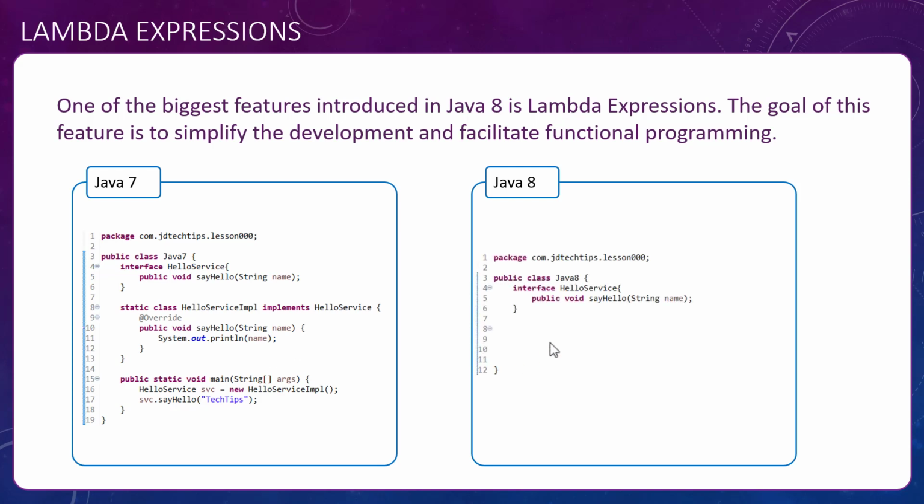In Java 8, we would have the same structure. So we have the class Java 8 and then interface HelloService. And then we would have a main method that will use this HelloService interface. To use that in Java 8, we can already do this. HelloService svc is equal to name and the arrow, and then System.out.println(name), and then we can now already use the service.